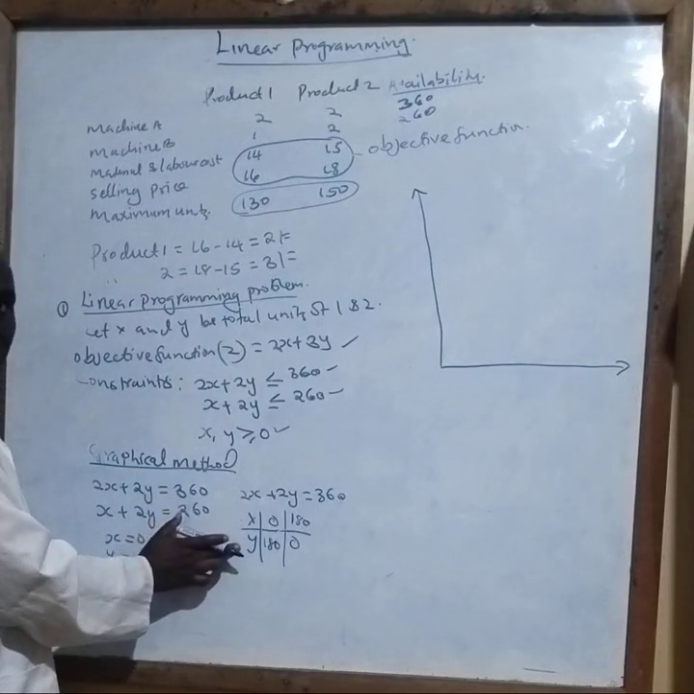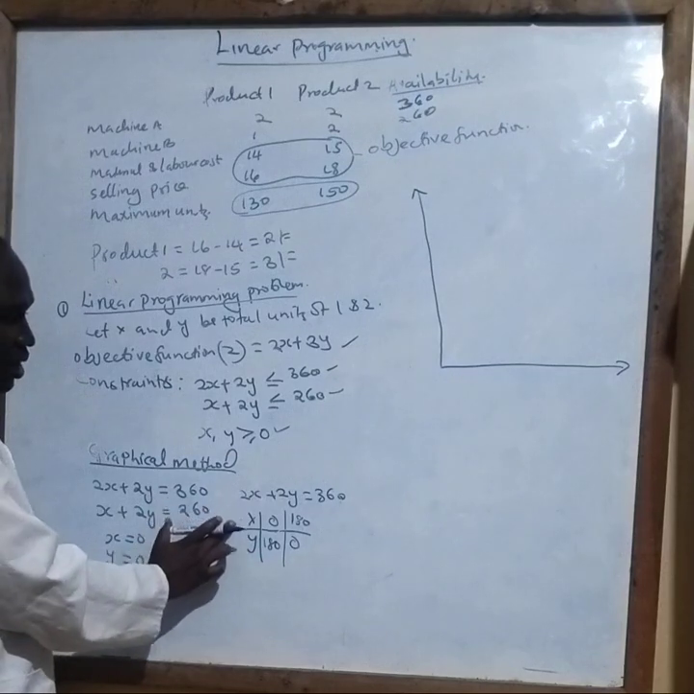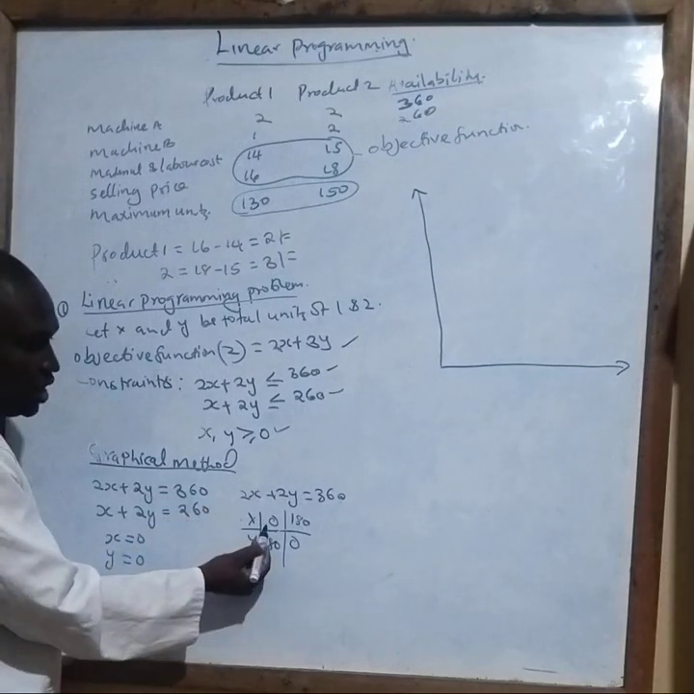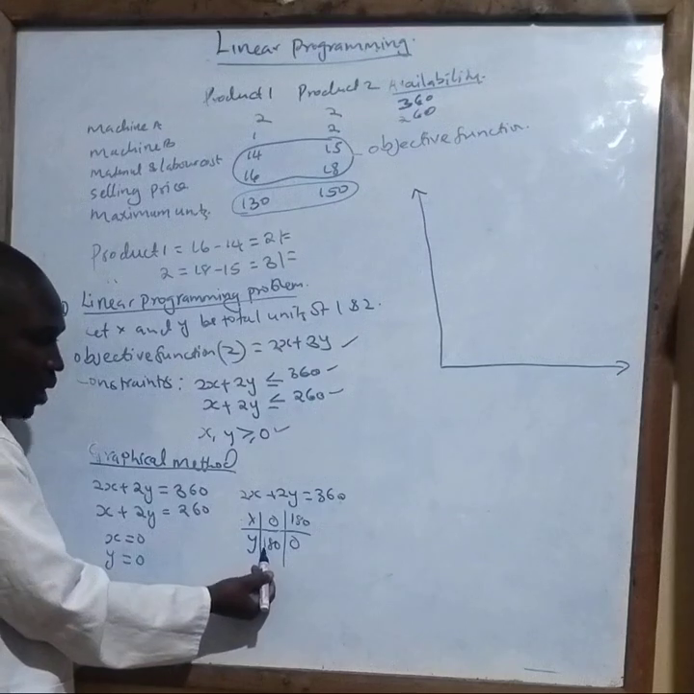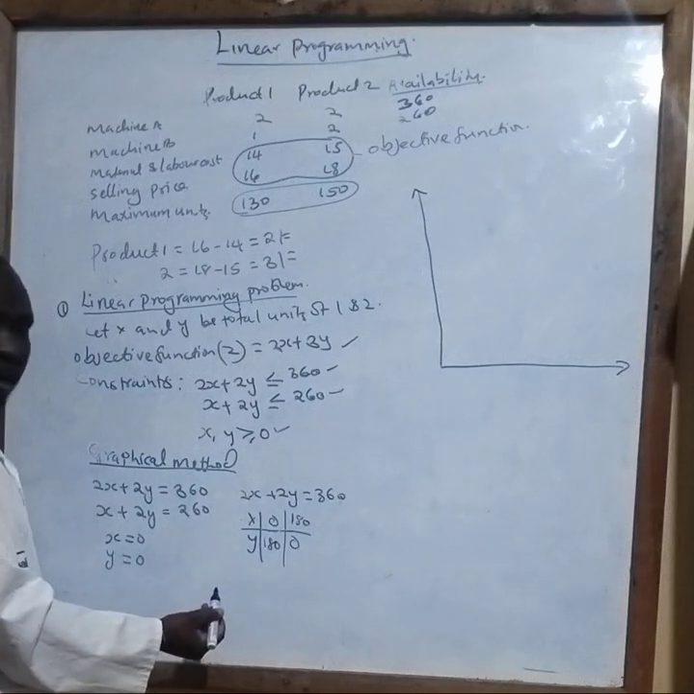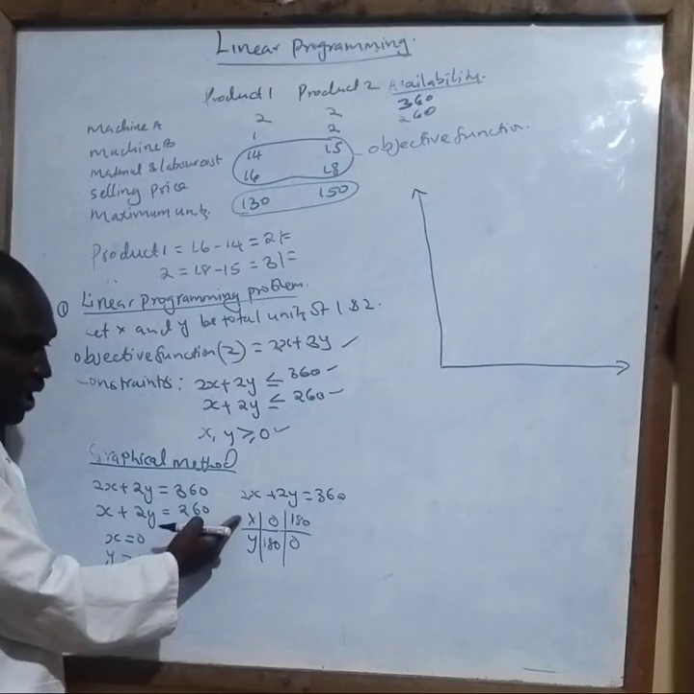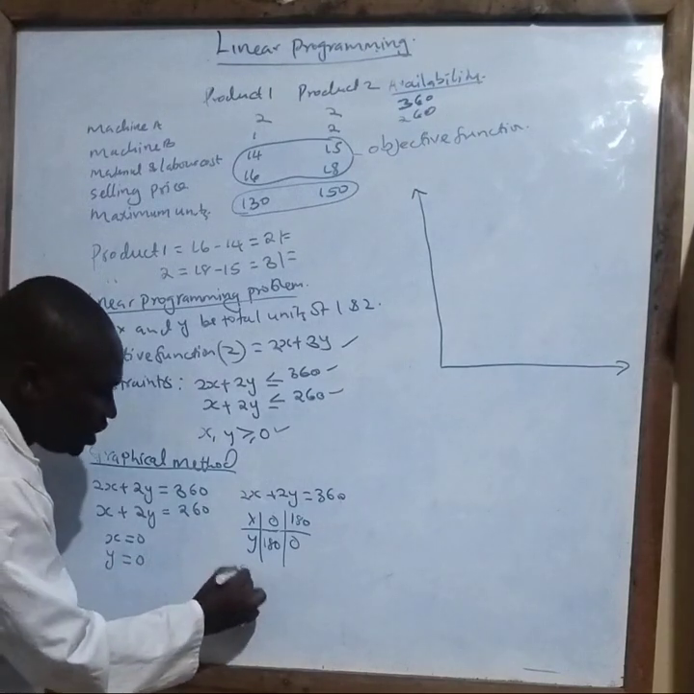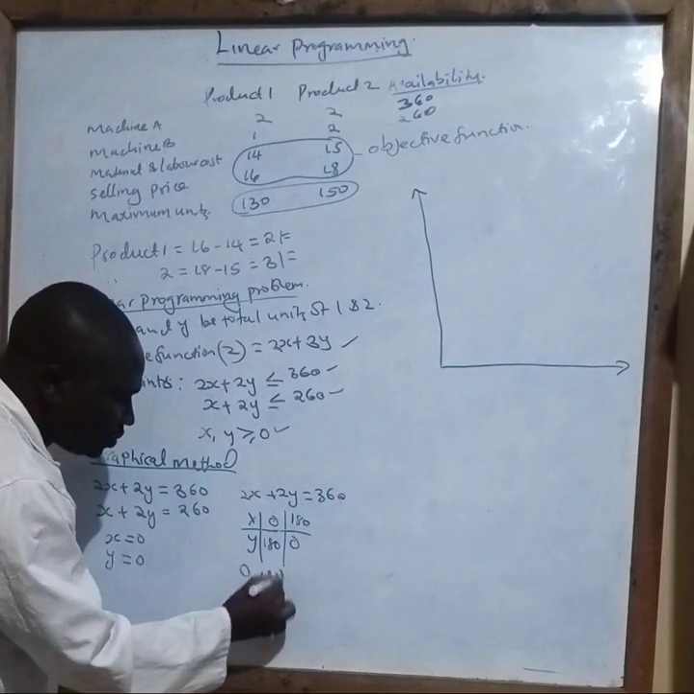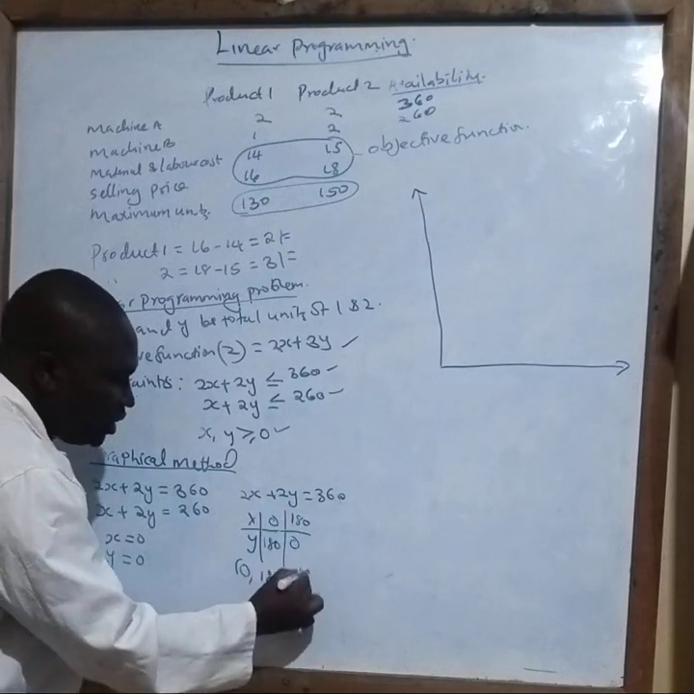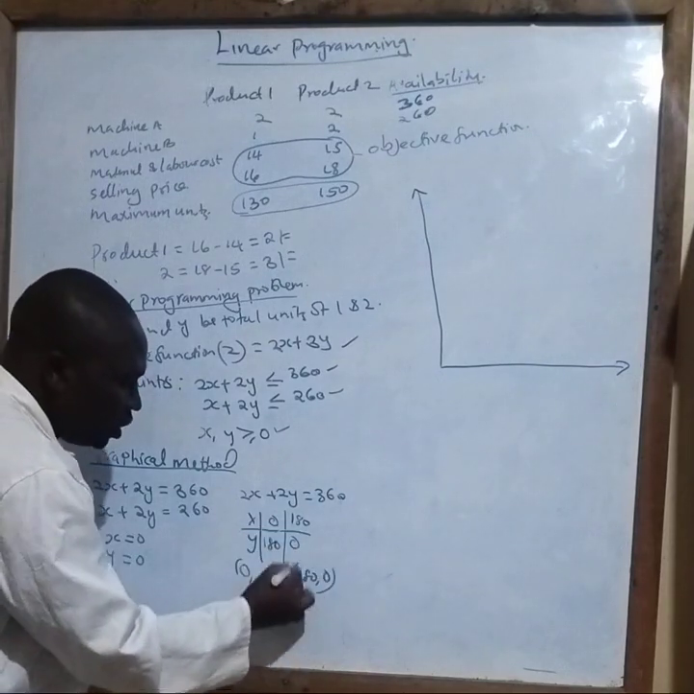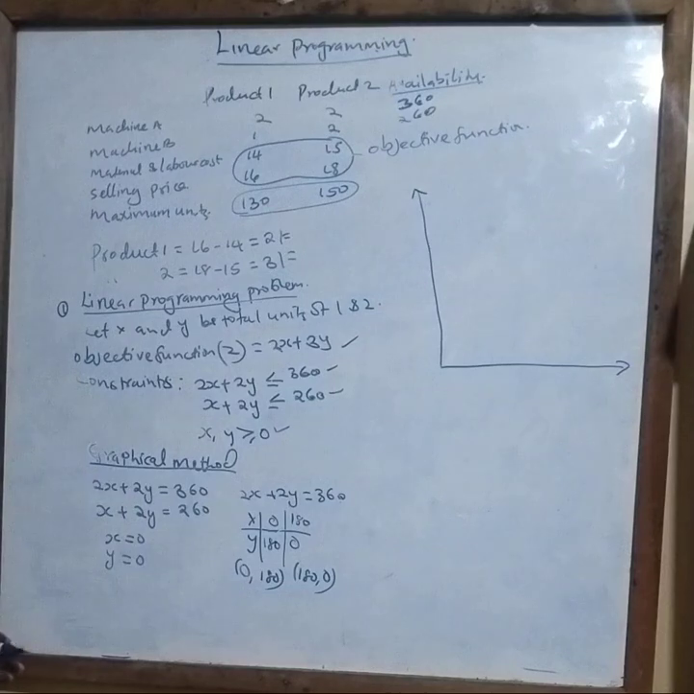X, y. I've seen some students saying, to write the coordinates, they'll say 0, 180, then 180, 0. No, it is wrong. It should be x, y. So the first one is 0, 180. Then the other one is 180, 0. So these are the coordinates.